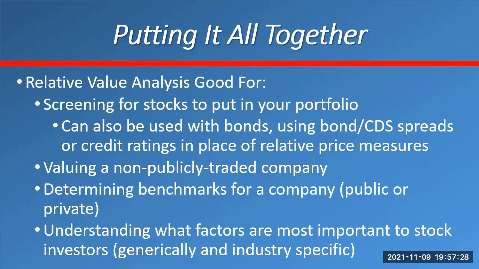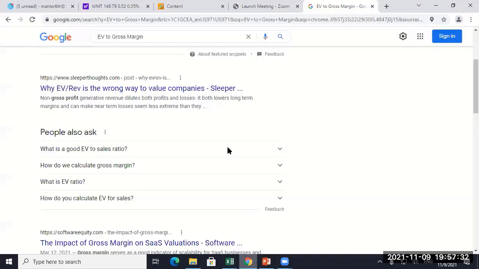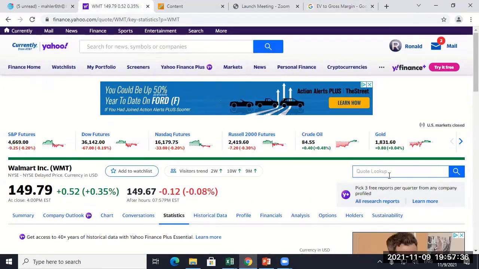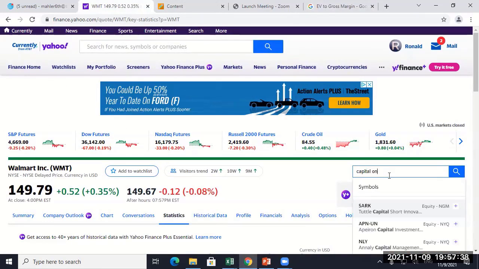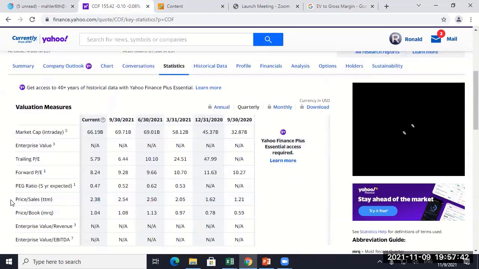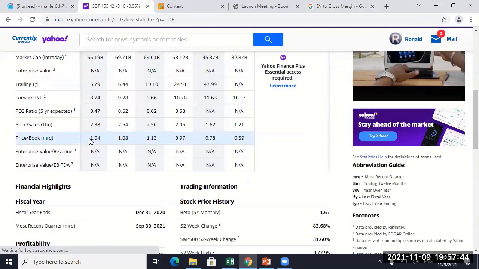Value non-publicly traded companies. So like I said with USAA, I don't know what USAA's bank's net worth is, but Capital One, their price to book is right at 1.